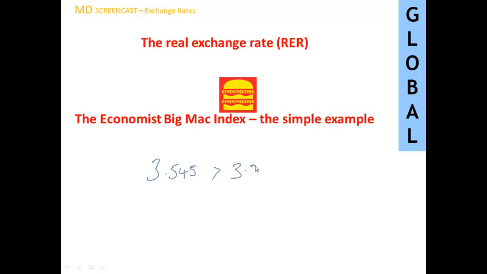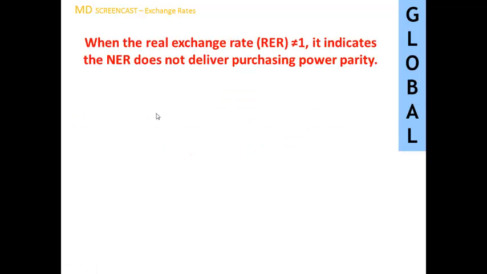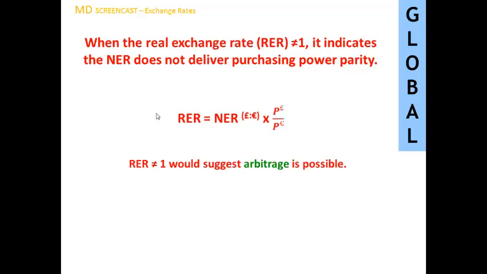The nominal exchange rate should reflect this in the long run. And this is a classic, very simple example using the price of Big Macs in two countries to show where the real exchange rate gives an indication of where the value of a currency may be over or undervalued. So what's important here is to recognise that when the real exchange rate is out of line with parity, this means that the nominal exchange rate could lead to arbitrage being possible.